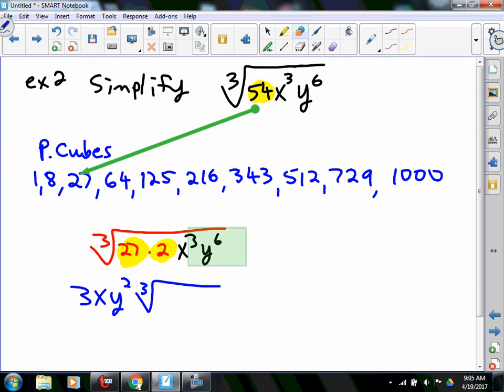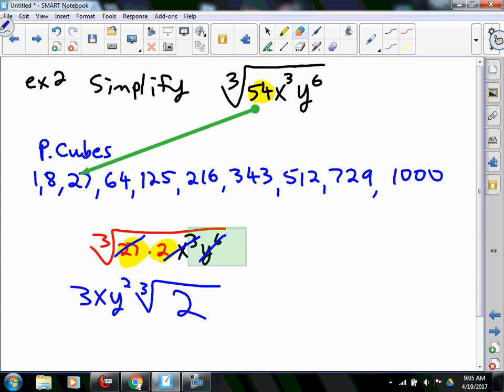What's going to be inside the radical? We got the 27 taken care of. We got the x cubed taken care of. We got the y to the 6 taken care of. So what's left? There's a 2 underneath the radical. And that's how we do example 2. Any questions so far?